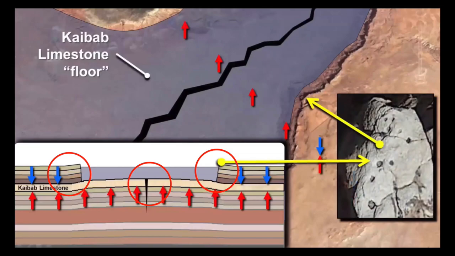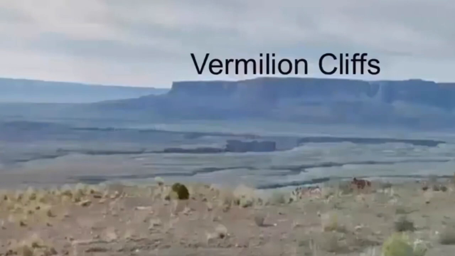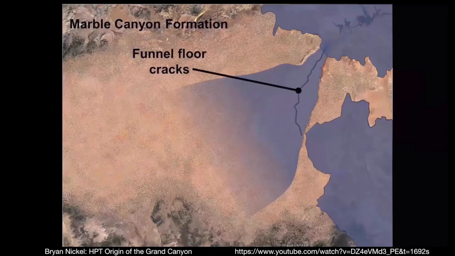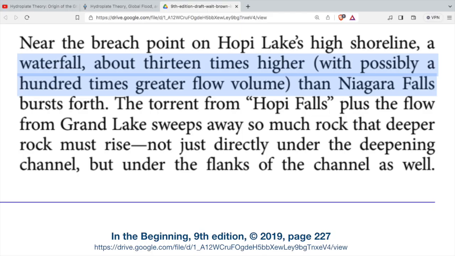And also on the sides, you can see how the sides are pointed up, kind of like what you would see with the bulge. Okay, and so then the river flows through that crack. That's how it cracked, and then it flows down and it undercuts Hopi Lake. So now you got a real catastrophe on your hands. This is 250 feet higher, and Walt Brown says that it was 13 times higher than Niagara Falls, with possibly 100 times more volume of water flowing through it.